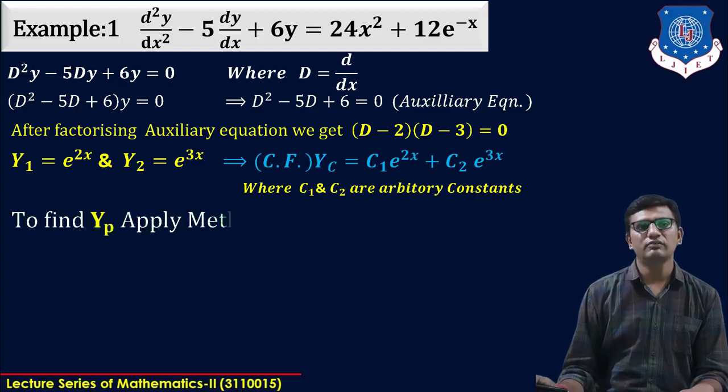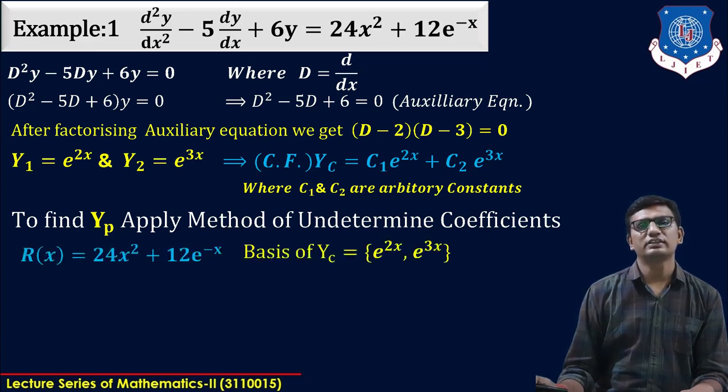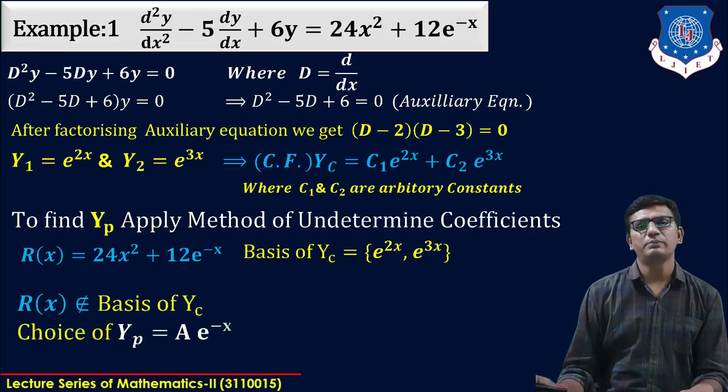Now to find the yp, we apply the method of undetermined coefficients. Here the basis of yc are y1 and y2. Here the given Rx is 24x square plus 12 e raised to minus x, and the basis of yc are e raised to 2x and e raised to 3x, and Rx does not belong to the basis of yc, so the choice of yp is a e raised to minus x plus k2x square plus k1x plus k0.